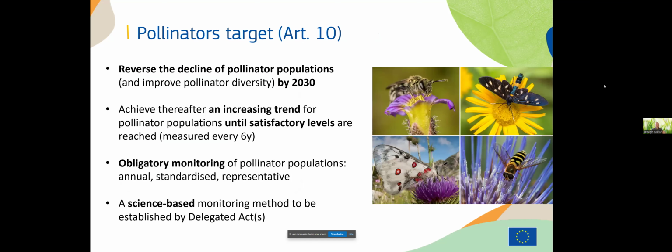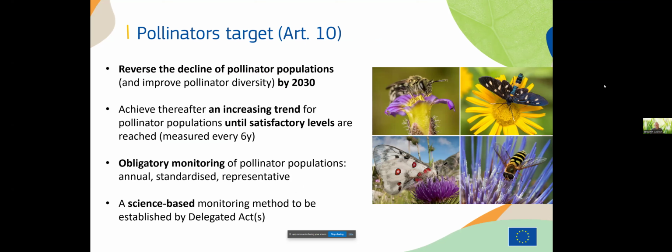Pollinators is, again, of a slightly different nature from the others. It was strengthened, actually, during the negotiations. It says we have to reverse the decline in pollinator populations by 2030 and improve pollinator diversity. So member states have to show how they're going to do this, and I'll talk about that a little bit in a minute on their national restoration plans, which they have to make.